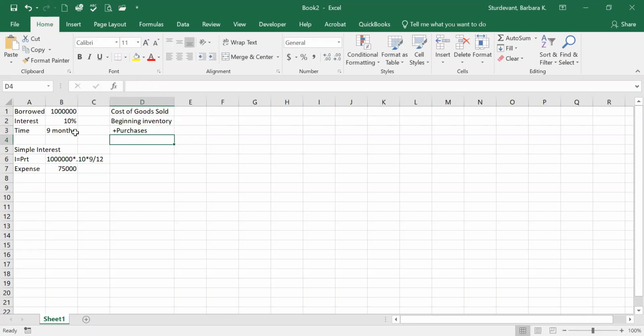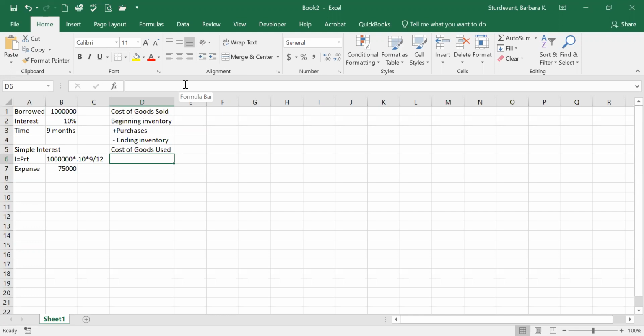Okay. You subtract ending inventory. And that will give you cost of food goods used. Okay. So that's the cost of goods used.